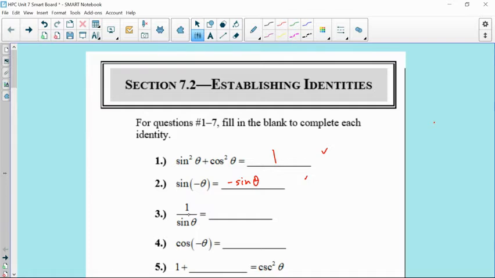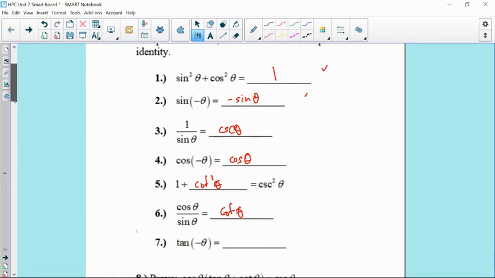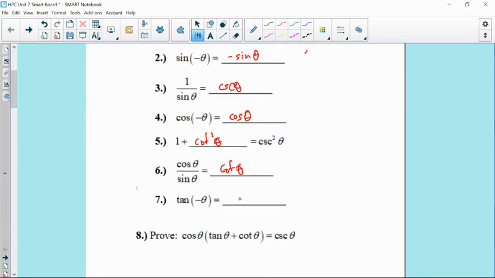Reciprocal property: the reciprocal of sine of theta is cosecant of theta. Here's another even odd property. Cosine of negative theta is the same thing as cosine of positive theta. 1 plus what equals cosecant squared? Again, that's one of our Pythagorean identities: 1 plus cotangent squared of theta equals cosecant squared theta. If you have cosine over sine, that's the x component over the y component. That's the same thing as cotangent of theta. And tangent of negative theta, it's an odd property, so it's negative tangent of theta.